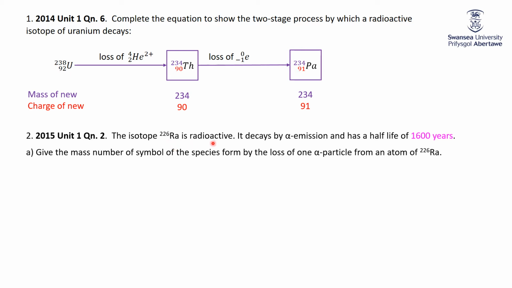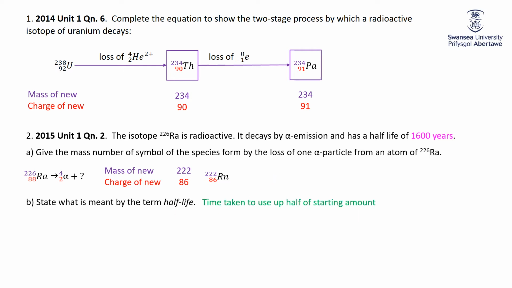Radium 226 is radioactive, again redundant. All radium isotopes are radioactive, it decays by alpha, and has a half-life of 1600 years. So what is the mass number and symbol of the species formed by the loss of 1 alpha particle? An alpha particle, as we set up here, has a mass of 4, so you're going to lose 4, thus you're left with 222. Charge-wise, you start with 88, you lose 2, so you're going to end up with 86. So our new species, 86, is radon, and so 222 radon.